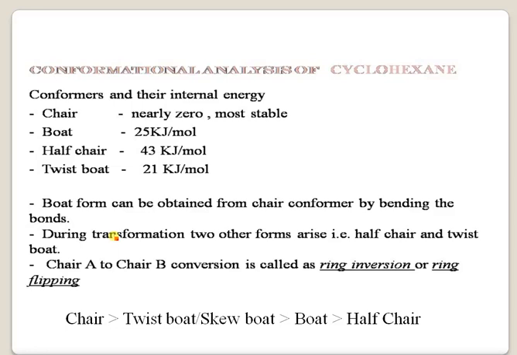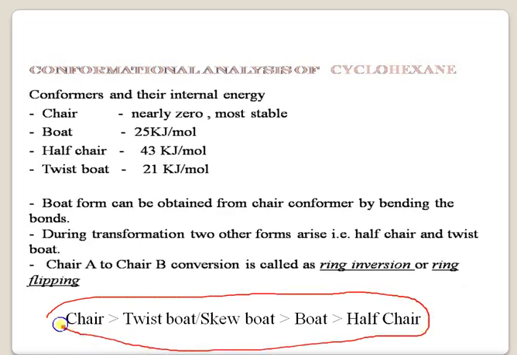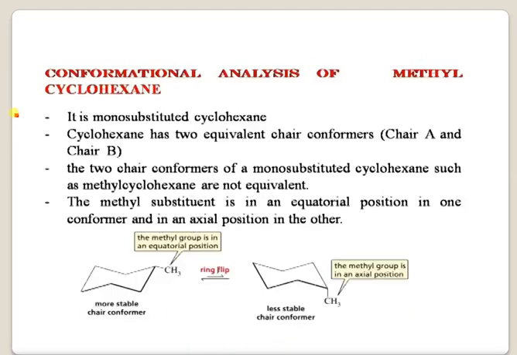The boat form can be obtained from the chair conformer by bending the bonds. During transformation, two other forms arise, that is half chair and twist boat. When one ring flips to another ring, chair conformation A is converted into chair conformation B, which is called ring inversion or ring flipping. This is regarding the conformations of cyclohexane. Out of these four conformations, chair is the most stable conformer of cyclohexane, then twist boat, which is more stable than boat, and boat is more stable than half chair, and half chair is the least stable conformer of cyclohexane.